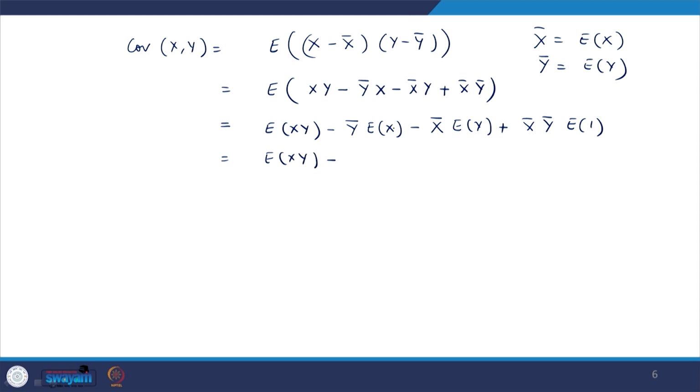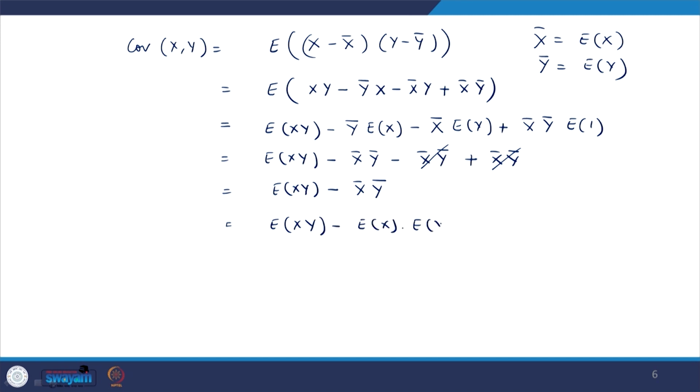So, this is expectation of x y minus. Now, E of x is x bar, so it is x bar y bar, minus again y bar x bar, plus x bar y bar. Expectation of 1 is 1 itself. So, this is expectation of x y minus, one term cancels out, so it is x bar y bar, and this is expectation of x y minus x bar, which is E x, into y bar, which is E y.